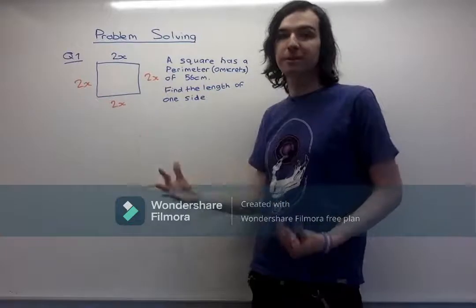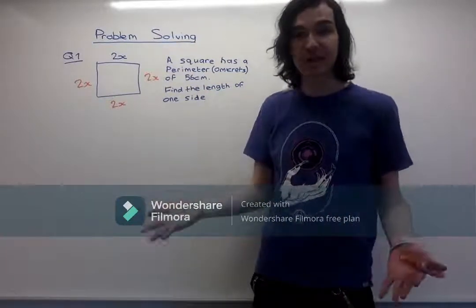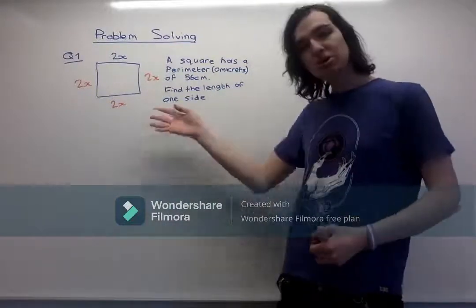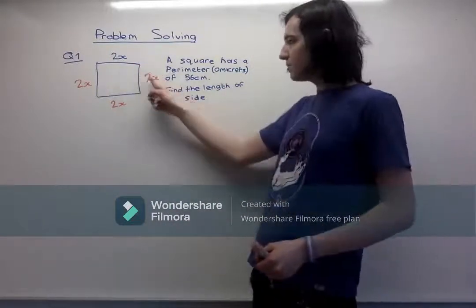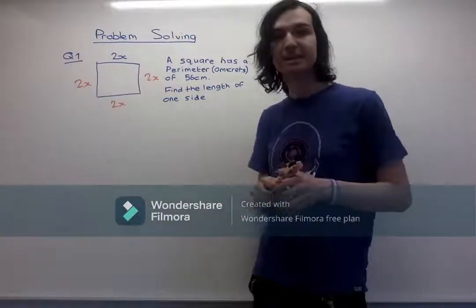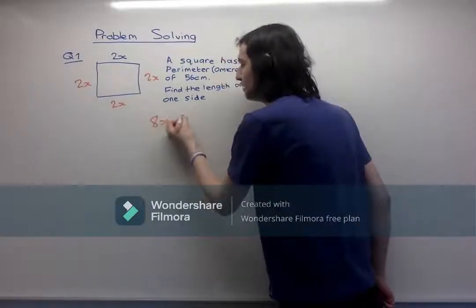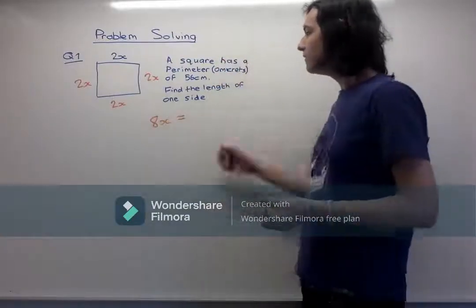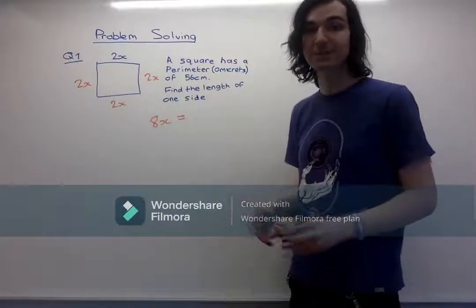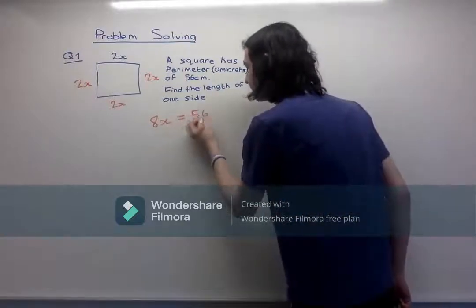And we're finding perimeter. Don't forget, perimeter is around the shape. It's not what's inside. That's called area. But perimeter, or omkrets, is around the shape. So we have 2x, another 2x, another 2x, another 2x. In total, we have 8x. Now, that is equal to the information we get given. We are told that the perimeter is 56 centimetres, so 8x equals 56.